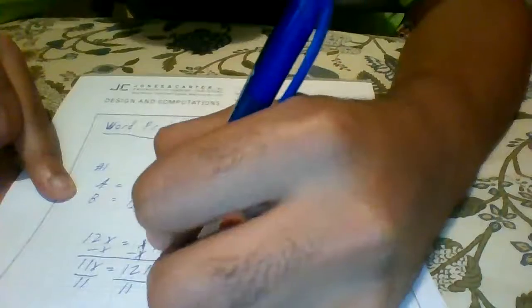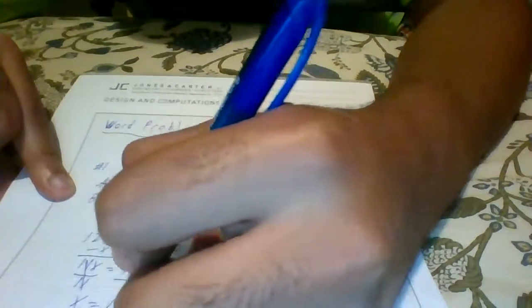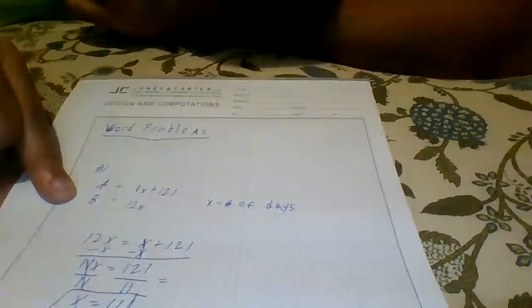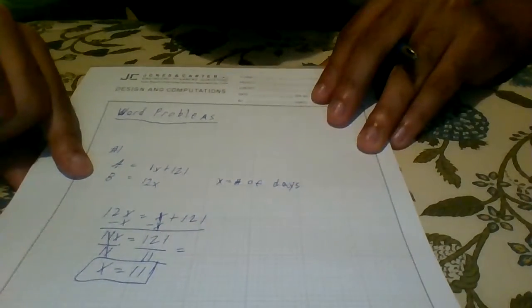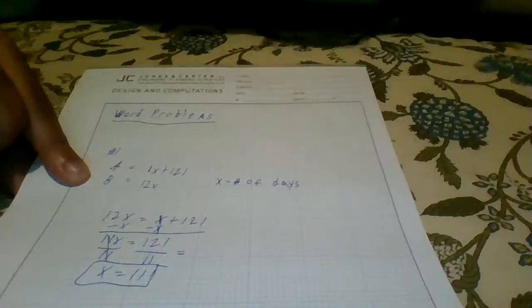Divide both sides by 11, and we get that x is 11. So when we reach the 11th day, they will be equal.